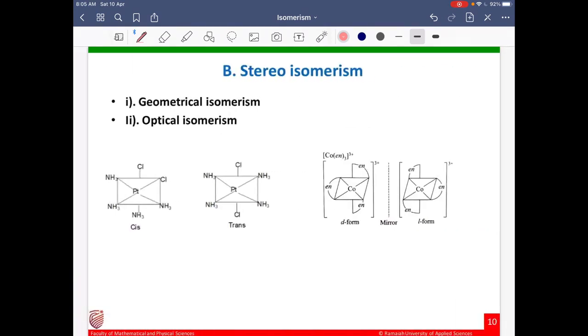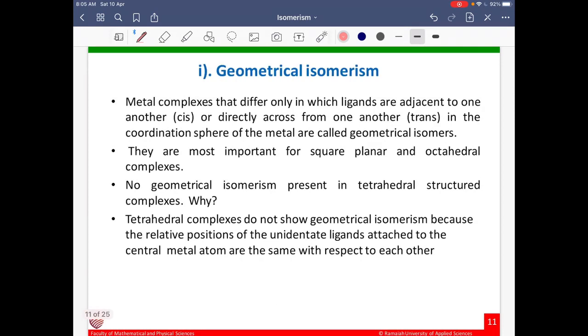Second type of isomerism, that is stereoisomerism. Two types of stereoisomerism we have to study. First one, geometrical isomerism. Second one, optical isomerism. We will discuss in detail.